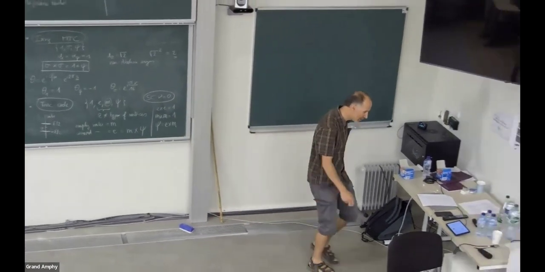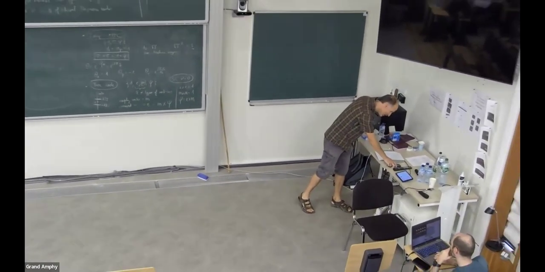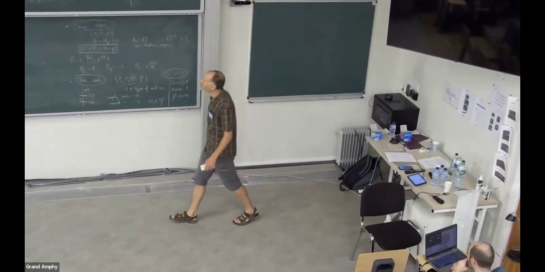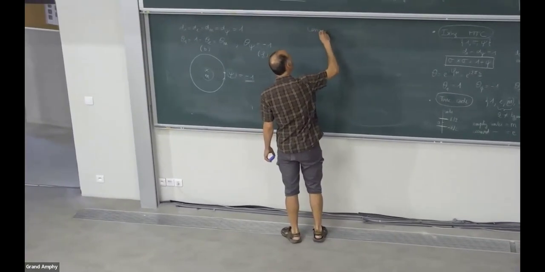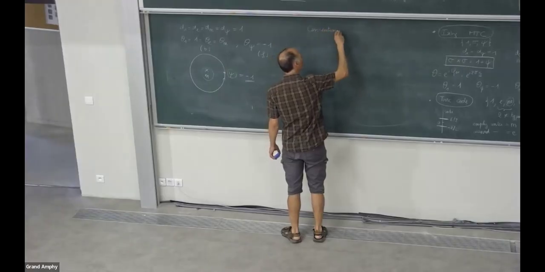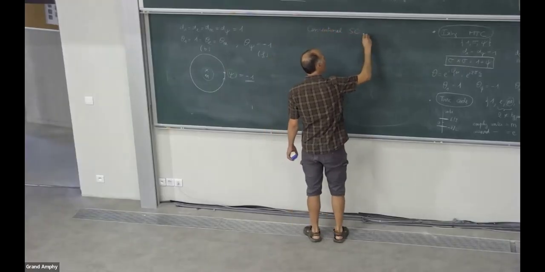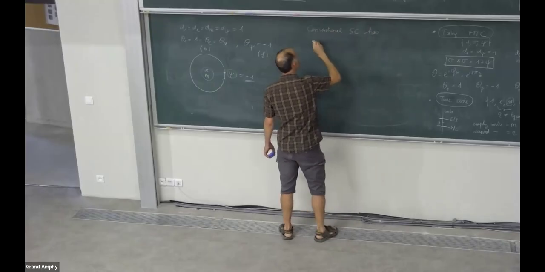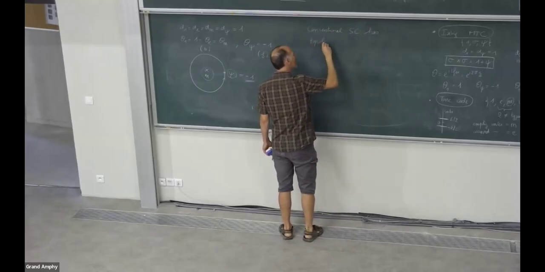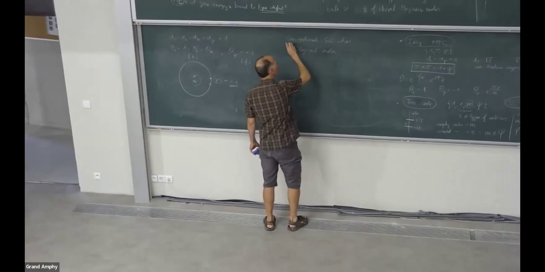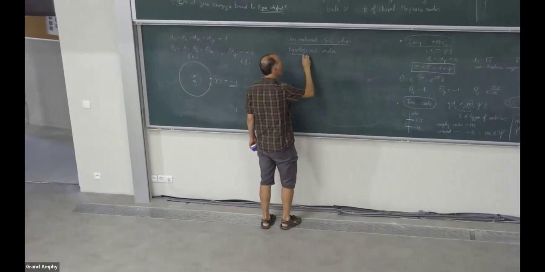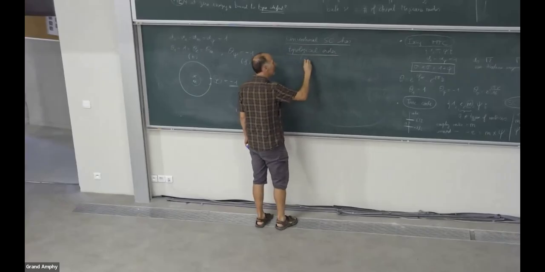So maybe this brings me to my last point. Yes, I'm already over time. That an ordinary or a conventional superconductor has a topological order. Meaning anyons.